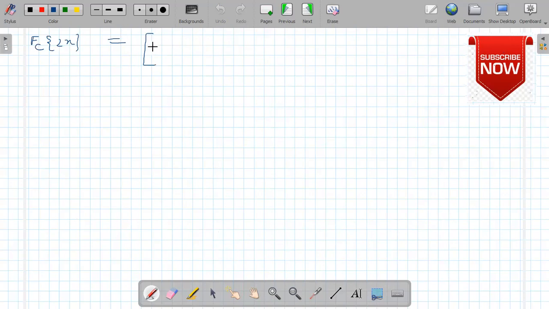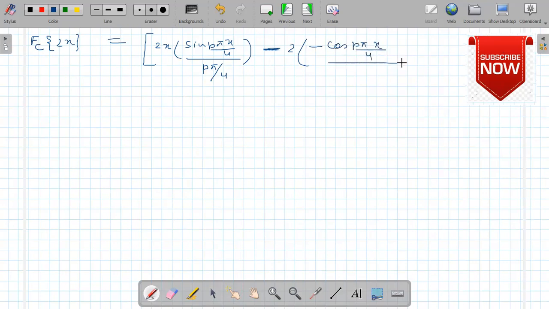2x times sin(pπx/4) whole upon pπ/4, minus, the derivative of 2x is 2, then the integration of this is minus cos(pπx/4) upon p squared π squared upon 4 squared, and we apply the limit from 0 to 4.